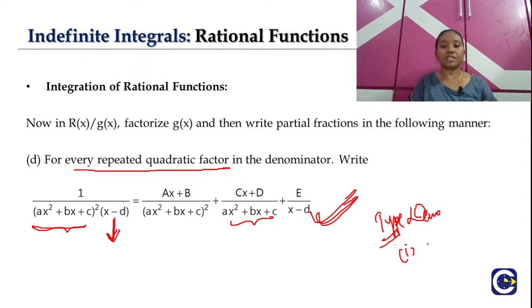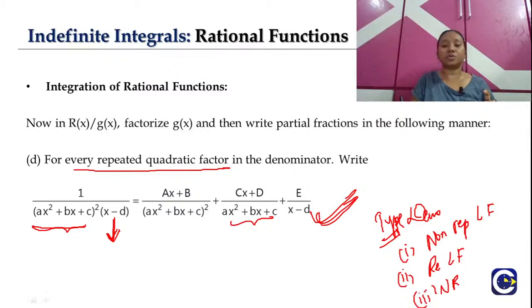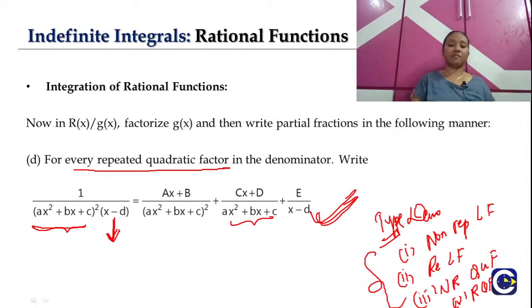What is our first case? Non-repetitive linear factor. Second case, repeating linear factor. Third case, non-repetitive quadratic factor, and fourth case, repetitive quadratic factor. So these are our 4 cases which we have discussed in our first type of integration of rational functions. Let's try and apply this and solve one question related to integration of rational functions.